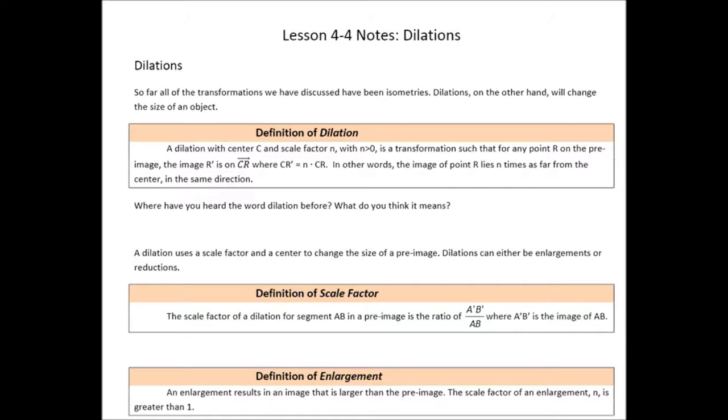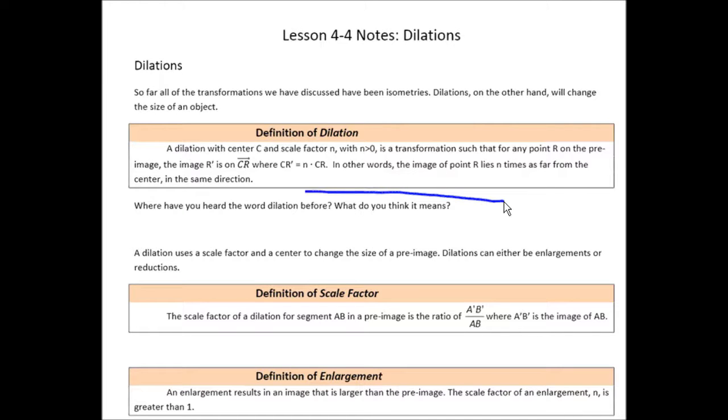A dilation is a transformation that is different from the ones we've studied so far. To date, we've looked at translations, rotations, and reflections. All of those were isometries. In each of those, the image and the pre-image were congruent. Dilations are different. They are not isometries, which means that the image and the pre-image may not be congruent. In fact, generally speaking, they will be different sizes. That is the essence of what a dilation is.